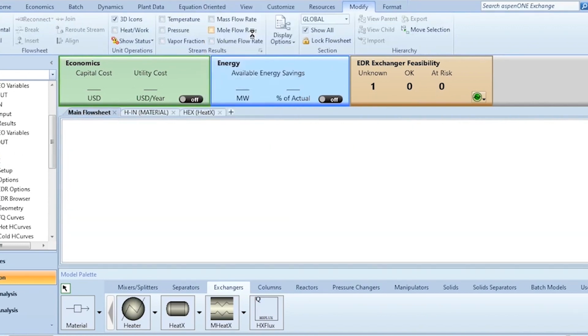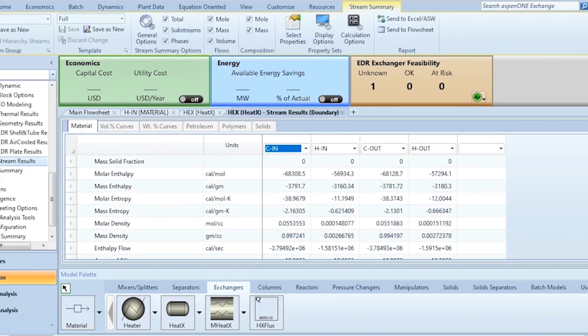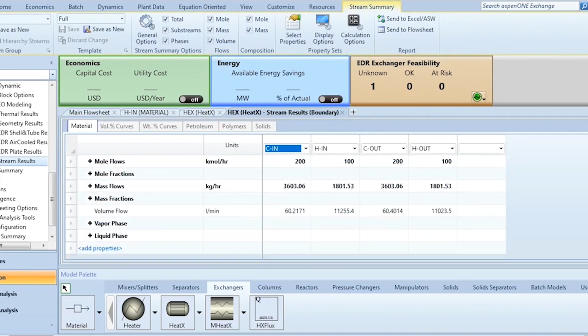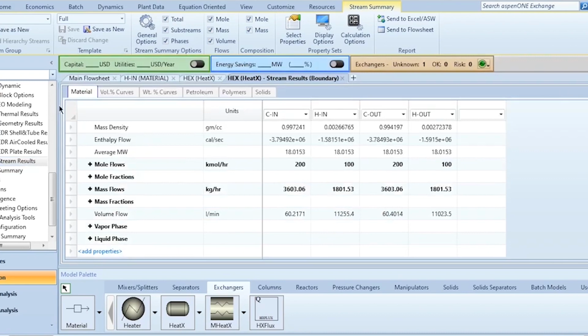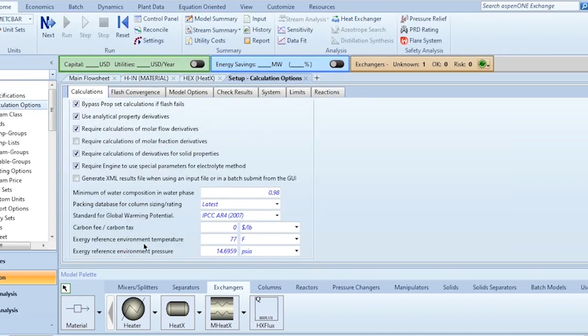So once you click on stream results, you get all the results available here as well. But now obviously we have first simulated the process. That was the main requirement before going to the Exergy analysis. So once you have started the Exergy analysis, you need to go to the setup calculation options in Aspen Plus, and you need to specify Exergy reference environment temperature and pressure. So specify it as 25 degrees centigrade and obviously 1 atm in the SI units.